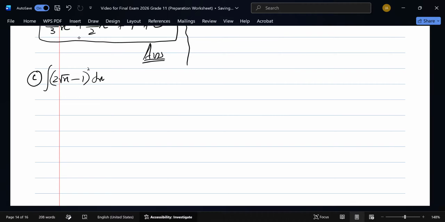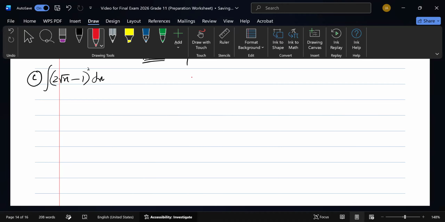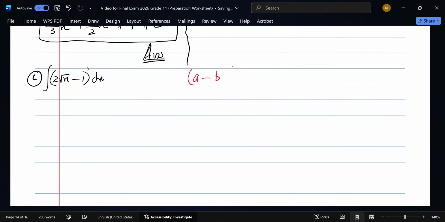Okay. So as we integrate, we use an identity, and what identity I'm using here, I will tell you in detail. We are using the identity a minus b whole square is equal to a square minus 2ab plus b square. This is your a and this is your b.